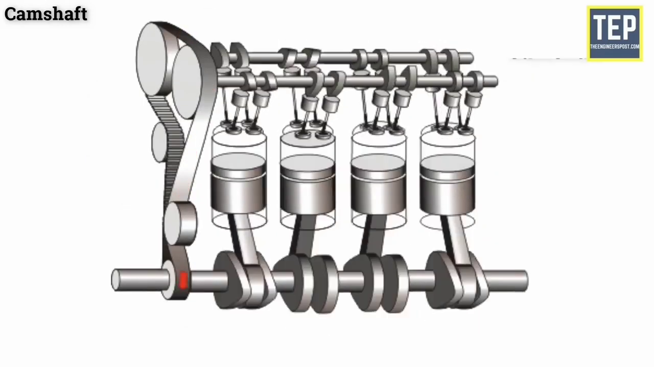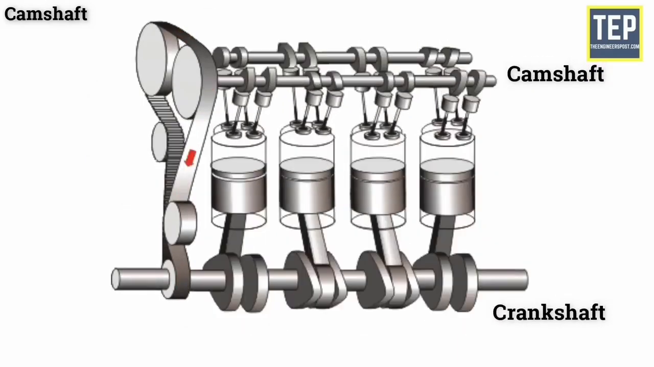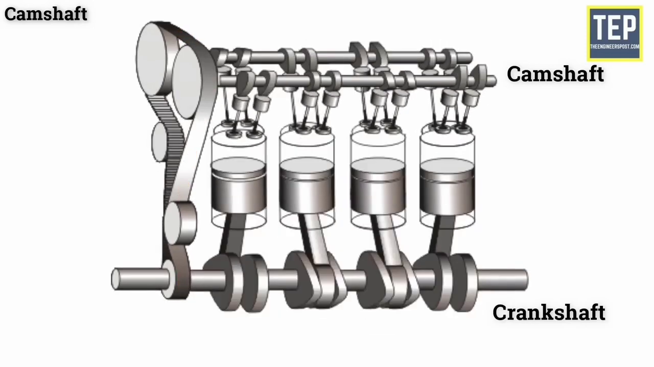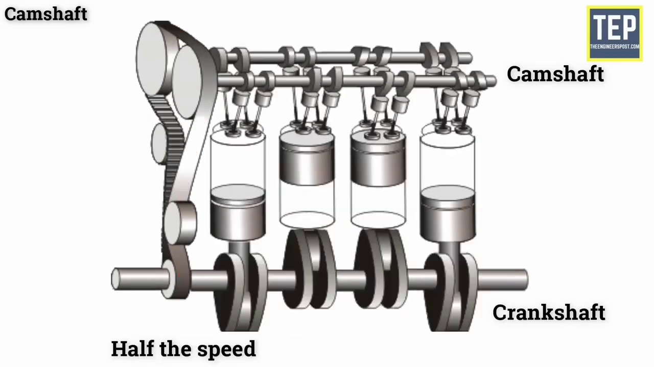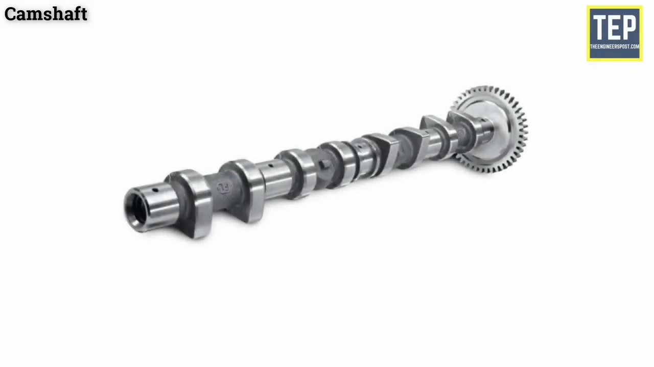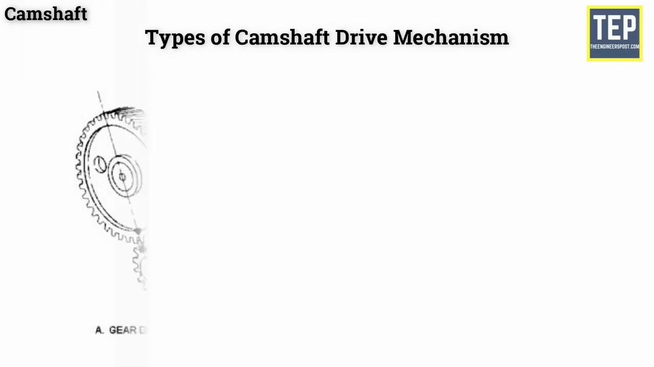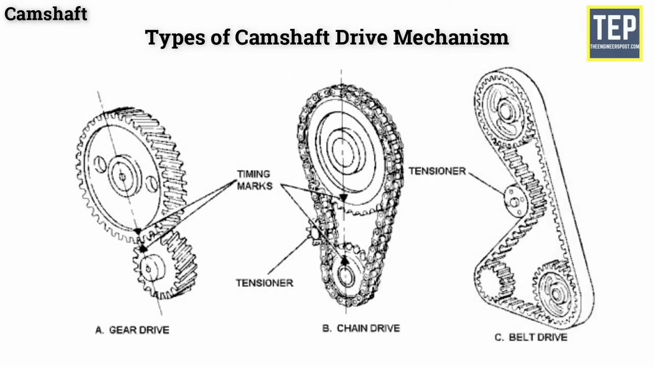The camshaft is driven by the crankshaft, and its gear has twice as many teeth as the gear on the crankshaft, so it turns at half the speed of the crankshaft. The camshaft is made from forged alloy steel. There are 3 types of camshaft drive mechanism. They are gear drive, chain drive, and belt drive.